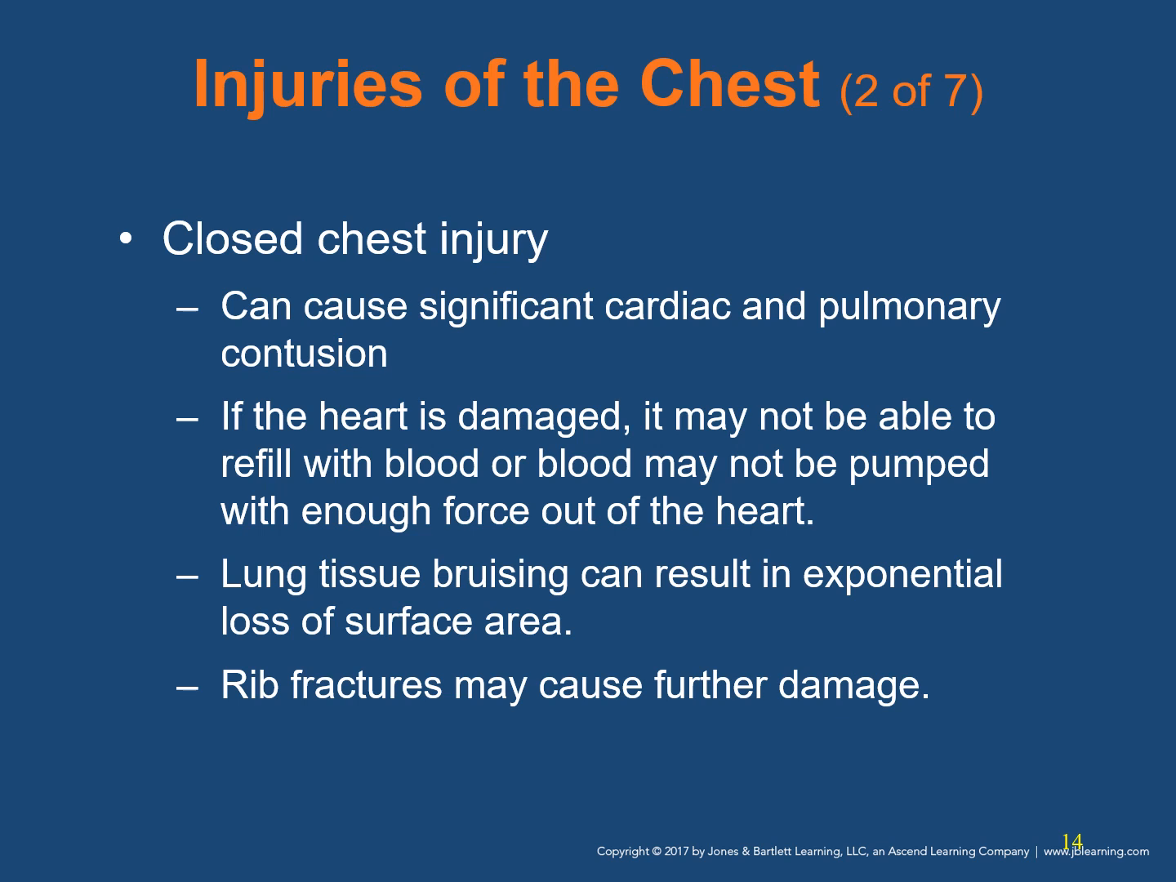This results in cardiogenic shock. Lung tissue bruising can result in exponential loss of surface area, which leads to decreased oxygen and carbon dioxide exchange, and can cause hypoxic and hypercarbic states. Rib fractures can lacerate lung tissues and cause further vessel damage with each chest wall movement. This can rapidly lead to hypovolemic shock.